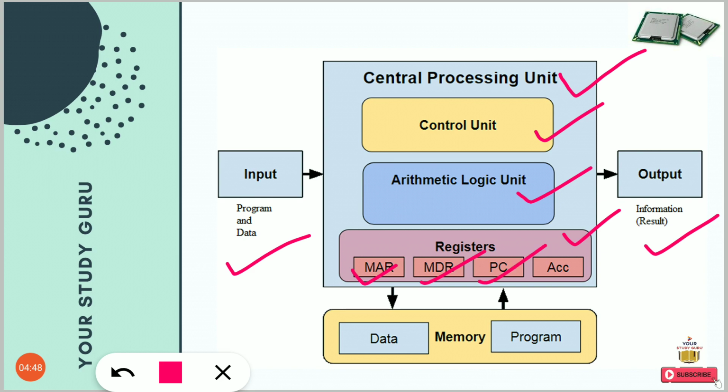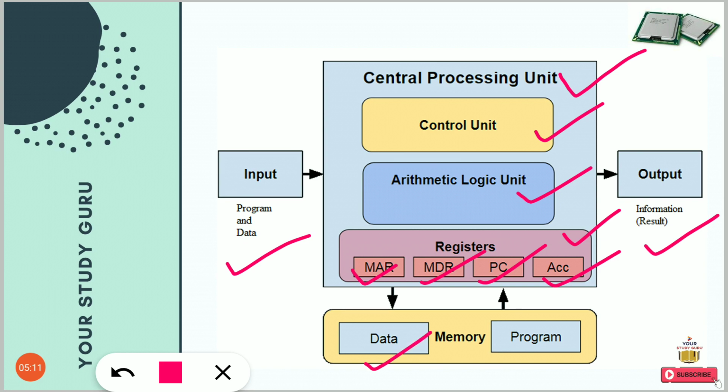Now, what is the program counter? PC is the program counter. Next one is ACC. What is the full form of ACC? Accumulator. It stores the intermediate result and final result of the calculation. It is the main working area of the ALU. So this is the main concept.